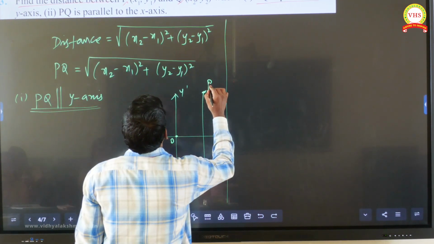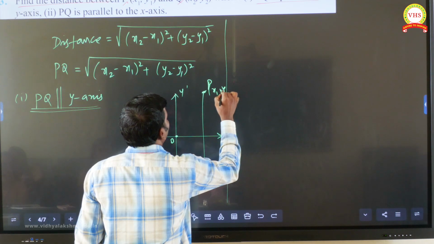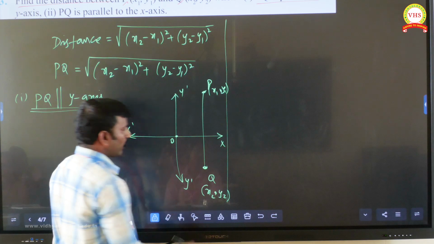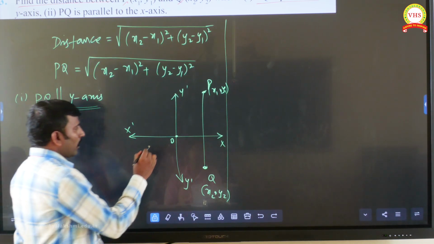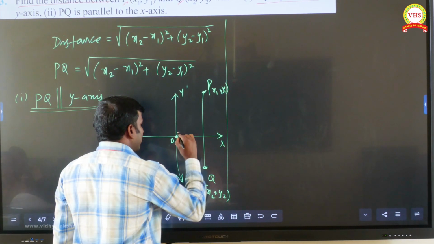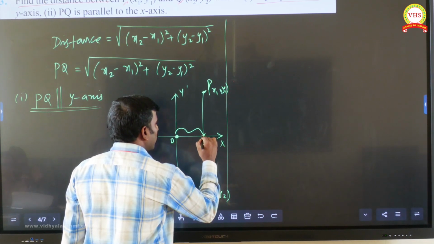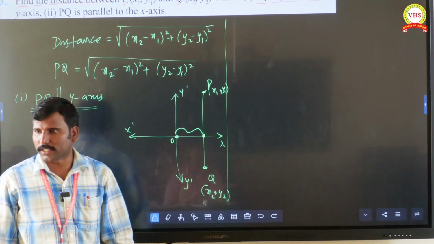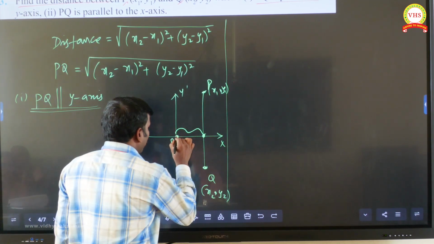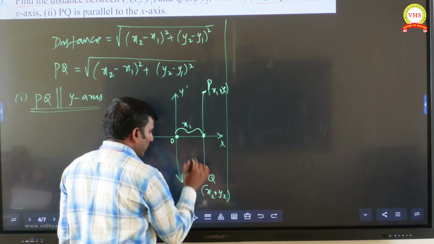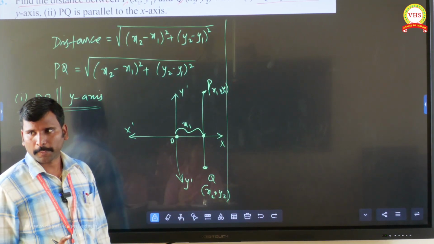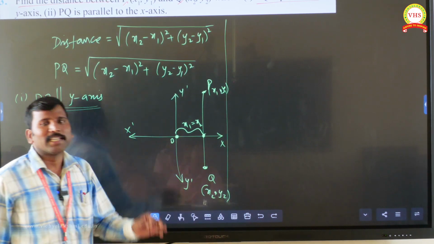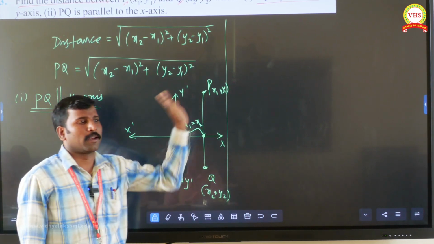Then P is (x1, y1) and Q is (x2, y2). Have you noticed one thing? From the origin, the distance to the line is the same for both points P and Q. If it is x1 for P, then x2 for Q is also the same. So x1 and x2 are the same. Then only it will be parallel.